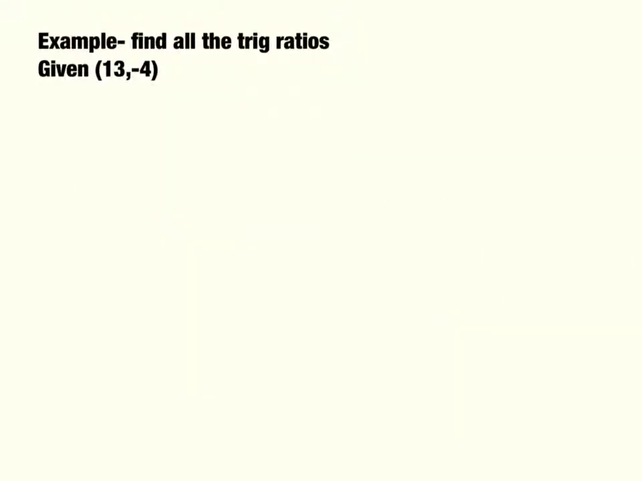All right. We're going to find all the trig ratios given the point 13, negative 4. So this point is at the end of my ray. That's positive, negative, right? Positive 13, negative 4. So I know that it's in quadrant 4. I've gone out 13 in the x direction and down 4 in the y. So I make my right triangle.